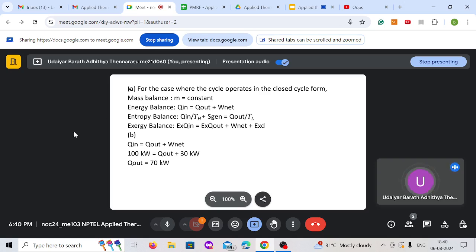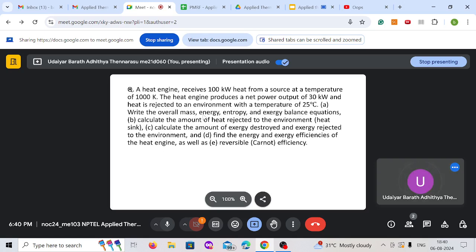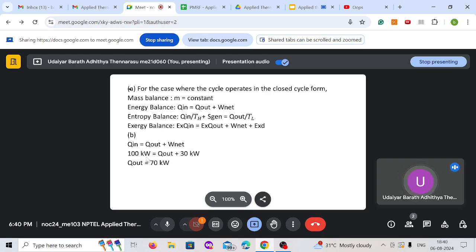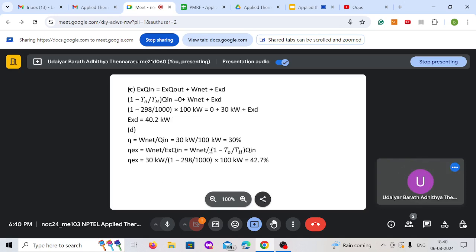So with this we can find out the first one, calculate the amount of heat rejected to the environment. So Q in is 100 kilowatt, Q out is what we have to find out, and net work is 30 kilowatt. So this gives me Q out as 70 kilowatt.